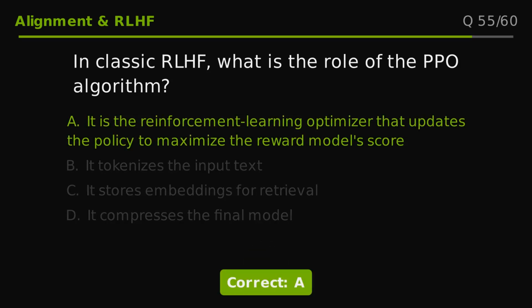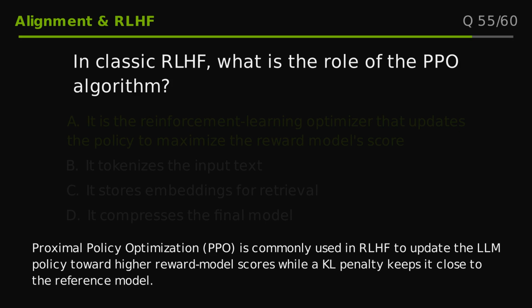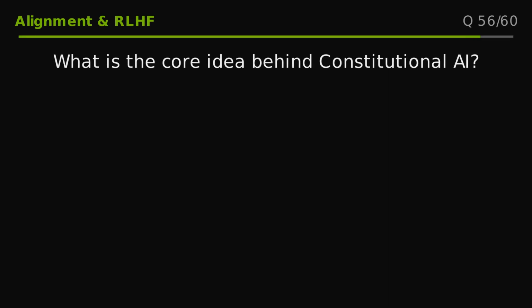The correct answer is V. Proximal policy optimization (PPO) is commonly used in RLHF to update the policy toward higher reward model scores while a penalty keeps it close to the reference model. Question 56. What is the core idea behind constitutional way?